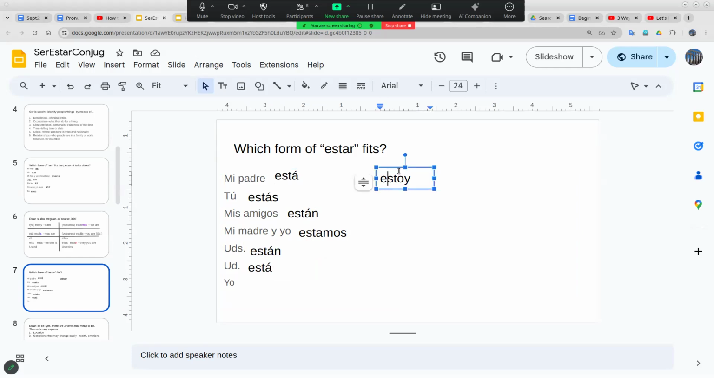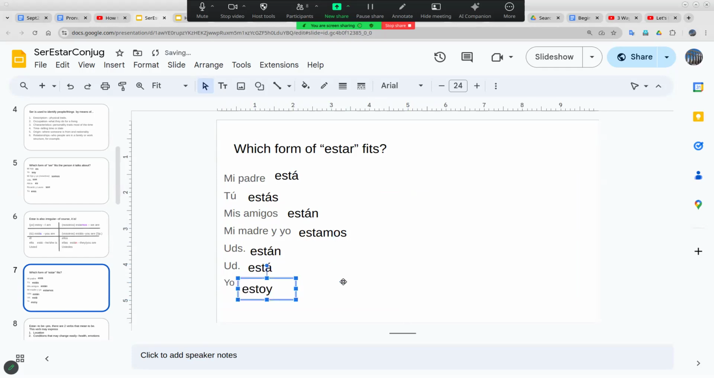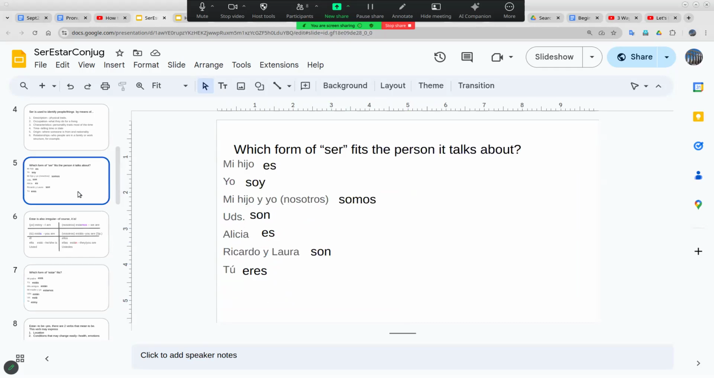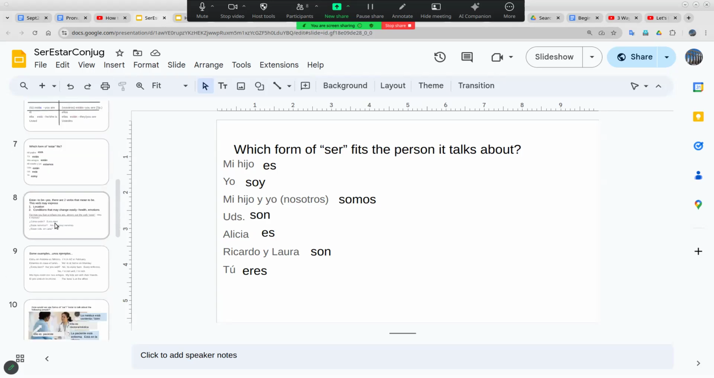Estoy. And we'll drop the yo most of the time. Estoy is enough by itself. See? Bien? Okay. So there's the matchup with forms of estar. Here's the matchup with forms of ser. Okay. Vale. Ejemplos. Examples.